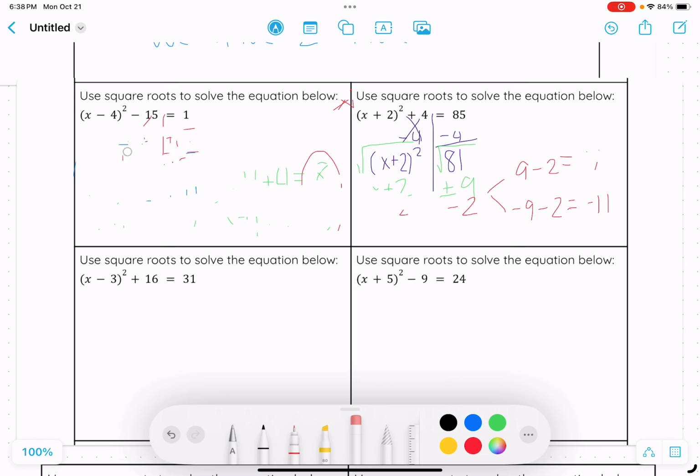Okay, so we're gonna try the next two examples, which are a little bit different, but pretty much the same idea. We're going through the same process.